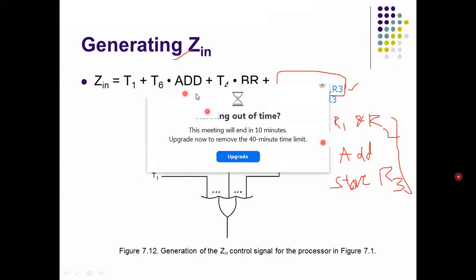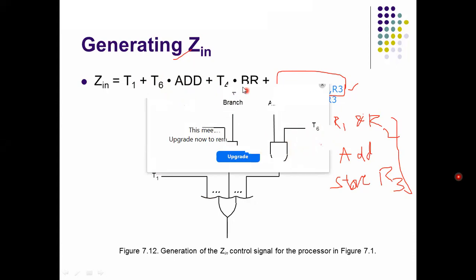See here, T6 dot add. That means here T6 dot means AND operation, so AND gate. Next, T4 dot branch. Here we are taking unconditional branch. Okay, T4 branch. So dot is there, AND gate is used. For all these, plus will be there. That is, all the inputs are connected to OR gate.